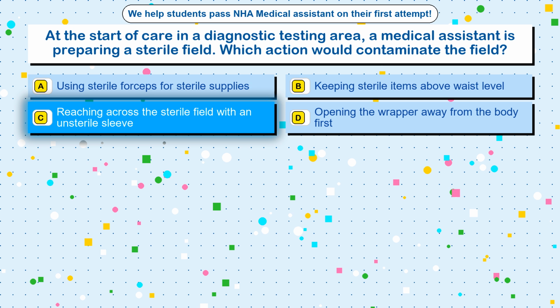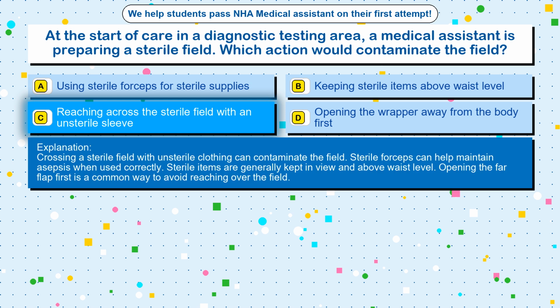Reaching across the sterile field with an unsterile sleeve. Crossing a sterile field with unsterile clothing can contaminate the field. Sterile forceps can help maintain asepsis when used correctly. Sterile items are generally kept in view and above waist level. Opening the far flap first is a common way to avoid reaching over the field.